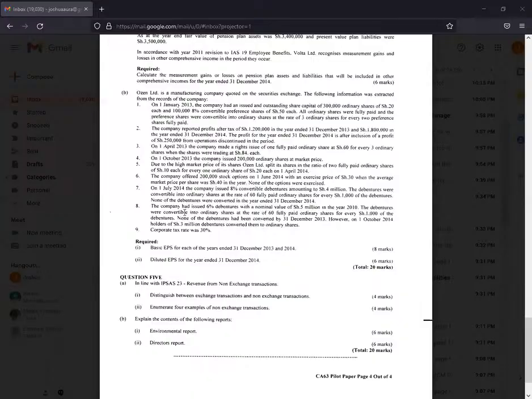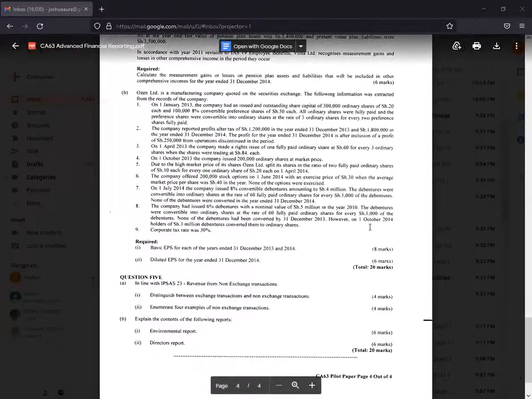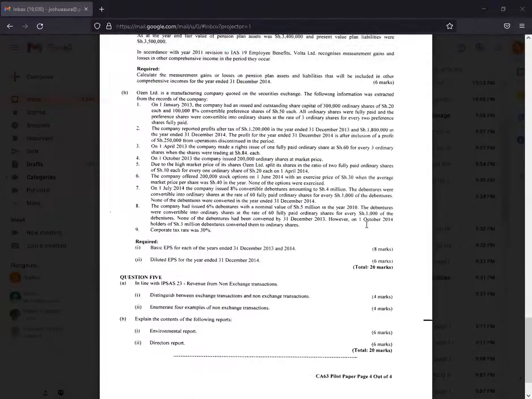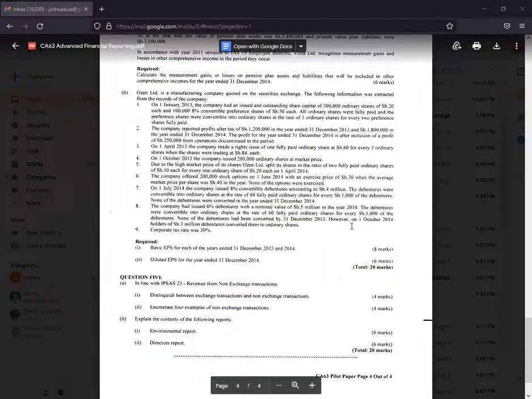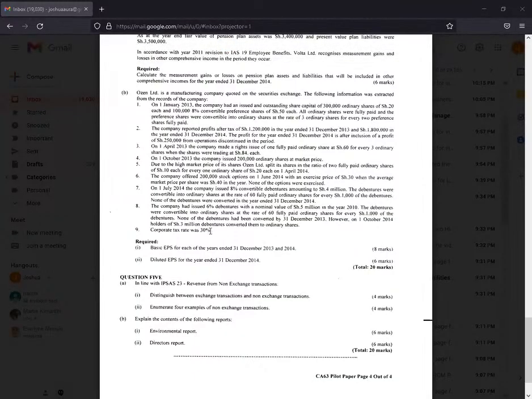We are told the company had issued 6% debentures with a nominal value of 5 million in the year 2014. The debentures were convertible into ordinary shares at the rate of 60 fully paid ordinary shares for every 1,000 of the debentures. None of the debentures had been converted by 31st December 2013. However, on 1st October 2014, holders of shillings 3 million debentures converted them into ordinary shares. So I have to be careful, because this will affect my weighted averages, since some debentures were converted to ordinary shares. Corporate tax rate is 30%.